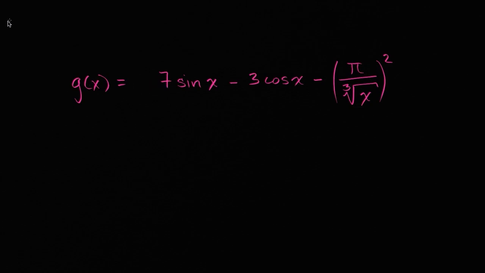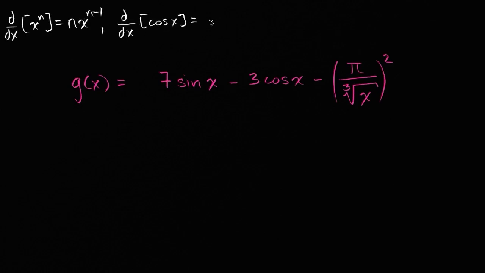Using our existing derivative properties, using what we know about the power rule, which tells us the derivative with respect to x of x to the n is equal to n times x to the n minus 1. We've seen that multiple times. We also need to use the fact that the derivative of cosine of x is equal to negative sine of x. And the other way around, the derivative with respect to x of sine of x is equal to positive cosine of x. So using just that, we can actually evaluate g prime of x. So pause the video and see if you can do it.